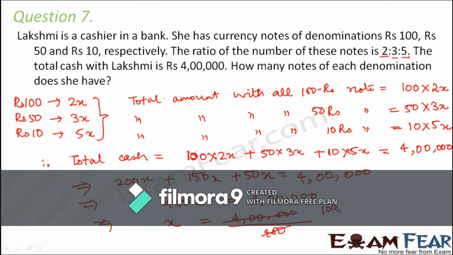So this would be equal to 1000. Therefore, the value of x is 1000. So how many 100 rupee notes would there be? It would be 2000, that is 2 into 1000. How many 50 rupee notes? It would be 3000, that is 3 into 1000. And 10 rupee notes would be 5000. So these are the number of notes for each denomination.